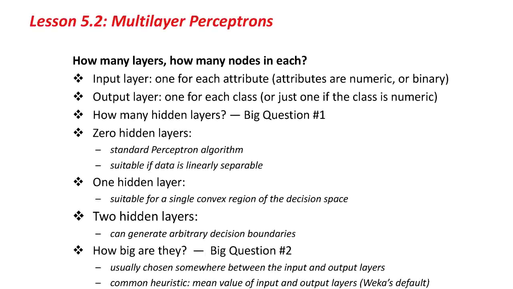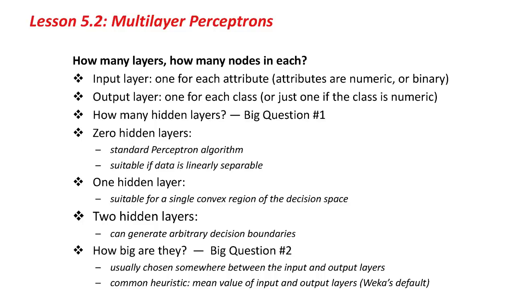So the big questions are how many layers and how many nodes in each? We know for the input layer we're going to have one for each attribute, and the attributes are numeric or binary. For the output layer, we're going to have one for each class. And how many hidden layers? Well, that's up to you. If you have zero hidden layers, that's a standard perceptron algorithm, and that's suitable if the data is linearly separable. There are theoretical results that one hidden layer is suitable for a single convex region of the decision space, and two hidden layers are enough to generate arbitrary decision boundaries.